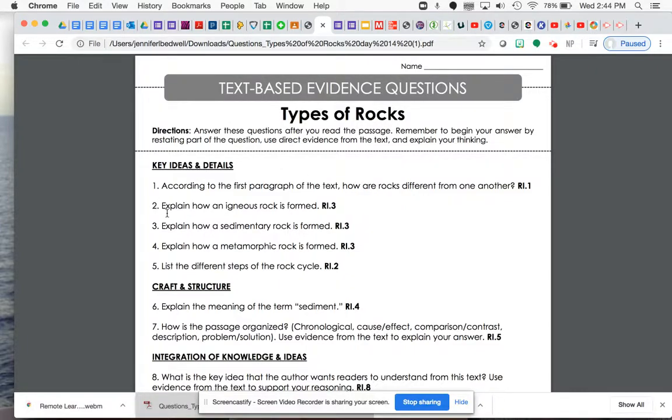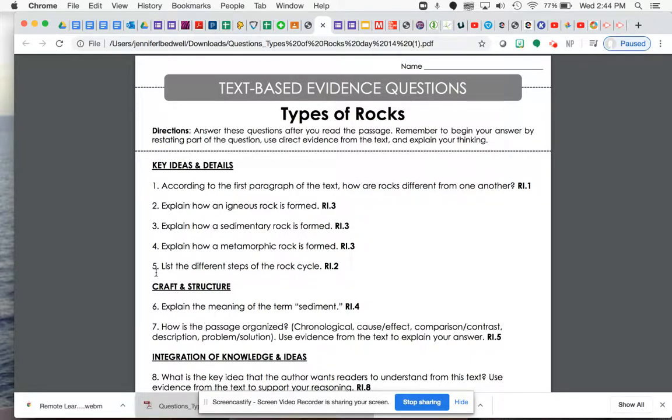Number 2, explain how an igneous rock is formed. We have been doing this all week, so I'm hoping that this is more of a review for you guys. Same with this one, and number 4 too. Number 3 says, explain how a sedimentary rock is formed. And number 4, explain how a metamorphic rock is formed. So in the text, you need to find all 3 of those ways that these rocks are formed.